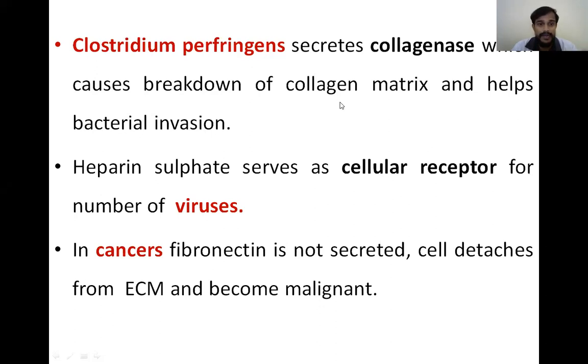So in this way, viruses and bacteria can enter the body with the help of components of the extracellular matrix. And in cancer, we know cancer cells lack fibronectin, and due to this, the cancer cell detaches from the remaining cells in the extracellular matrix, and it will lead to metastasis. So in this way, the extracellular matrix is helping bacteria and viruses to enter the body, and it is also helping the cancer cell to spread, that is metastasis.